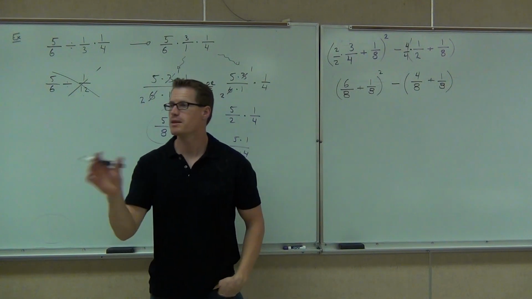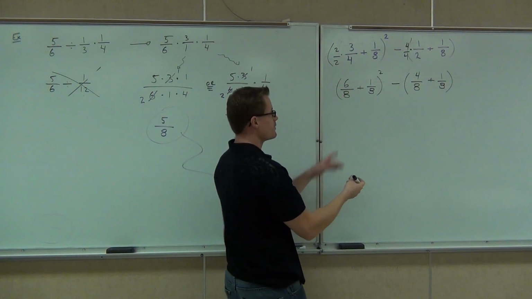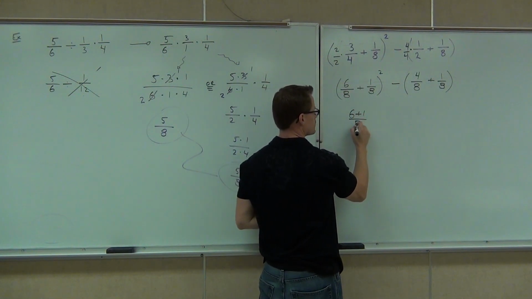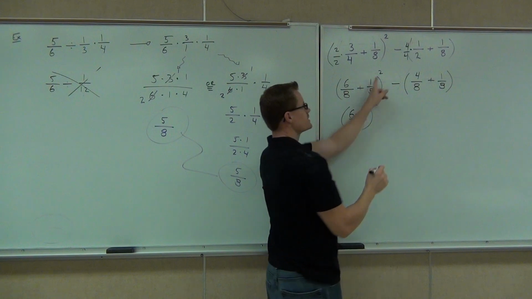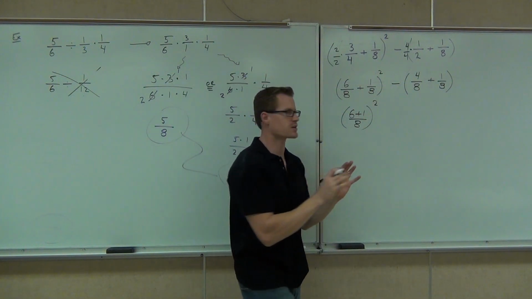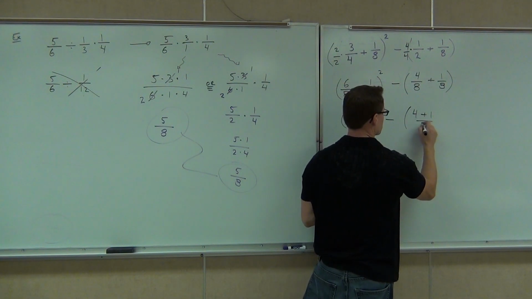Cool, now we'll be able to combine those fractions together. If we do our first couple, we're ultimately going to get 7/8. We have 6/8 plus 1/8. We're going to do 6 plus 1 over 8. Notice how we're not dealing with the exponent yet. Not yet. We got to get one fraction first before we do the exponent. And we're going to do 4 plus 1 over 8.